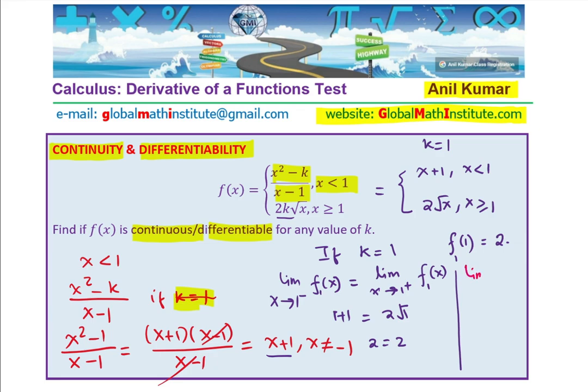Limit is equal to the value of the function. Both are equal to 2. Is that clear to you? So we say that the function is continuous. Is that clear to you? So we got this part, that the function is indeed continuous.